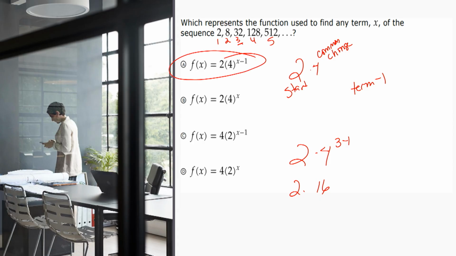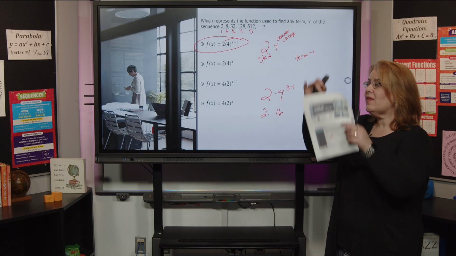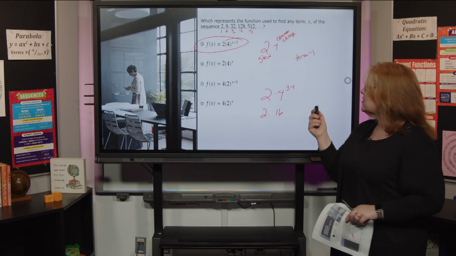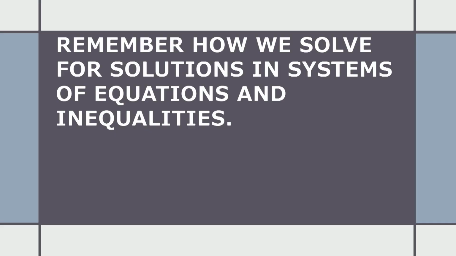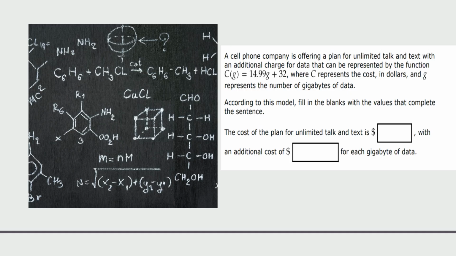There we go. All we had to do was remember what we learned about our sequencing and then work through the information that's given. Good job. Remember how we solve for solutions in systems of equations and inequalities. Remember, a system of equations and inequalities usually has 2 equations in Algebra 1.